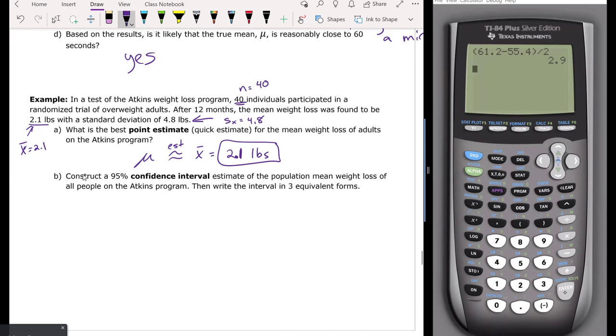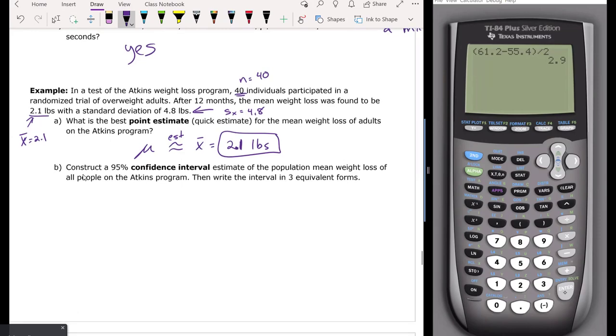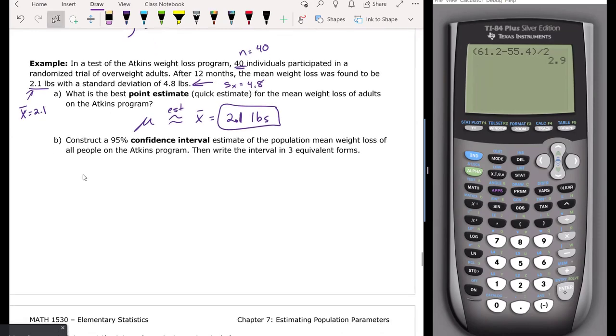Very difficult. But anyway, this next one, part B, says construct a 95% confidence interval estimate for the population mean weight loss of people on Atkins. And it says it wants us to write it in 3 equivalent forms. We won't do that part again, but we will get the interval for sure.